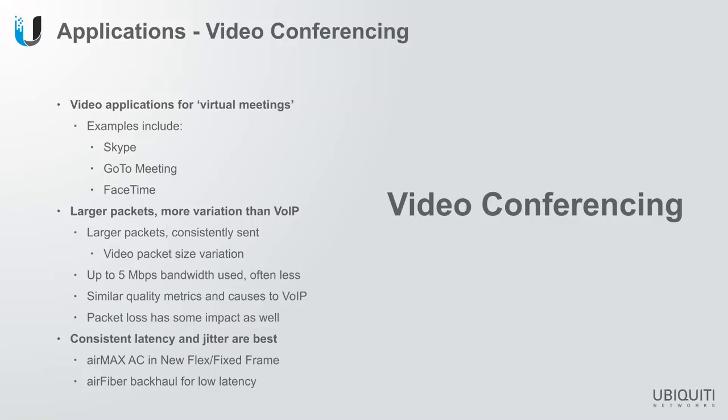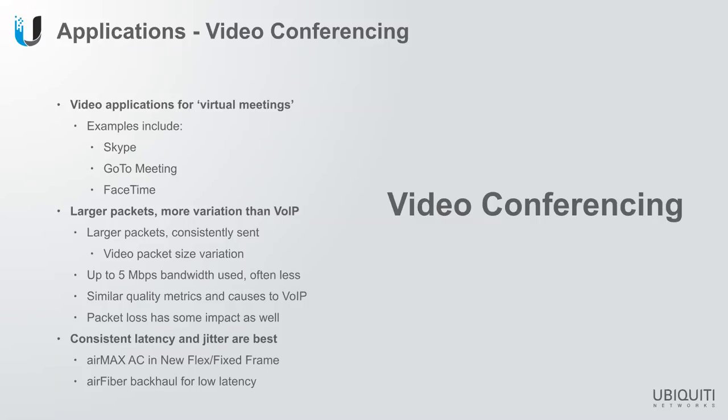Essentially, what that means is the network needs to be capable of providing consistent service to your clients, depending on what point they're at in the video stream. Obviously, we don't want a radio that is having a peak due to a lot of movement in the frame, for example, to completely overpower everyone else on the AP. That is exactly what we prevent in airMAX AC with the new flex and fixed frame modes as well. So definitely use those if you are looking to support video conferencing applications from your users.